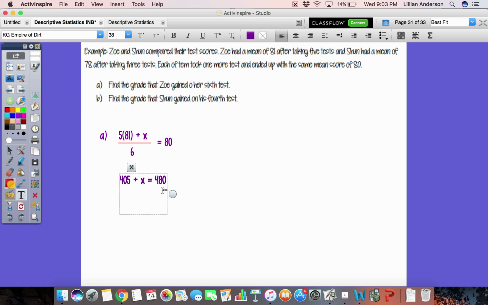And then I'm going to subtract 405 from the 480 to find out that in order for her to get a mean of an 80, she had to score a 75 on her 6th test. And you would do something similar for Sean to find out what he would have to score on his 4th test to get a mean of 80.